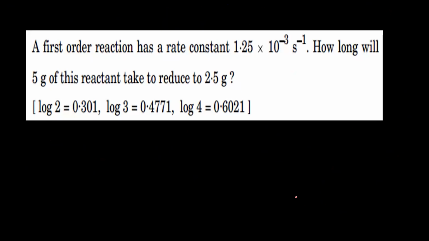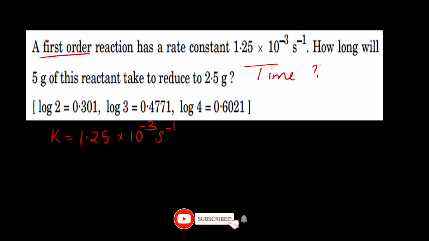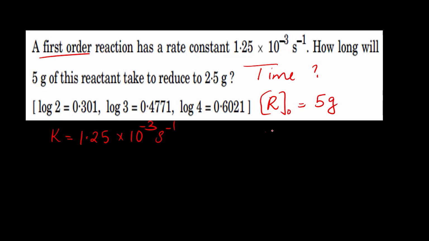Moving to the next question. The first order reaction has a rate constant given as 1.25 times 10 to the power minus 3 S inverse, which means first order, that is given in the question itself. How long? Long means you have to find the time, right? The question is very clear. The reactant, 5 gram of this reactant, so the initial value is 5 gram, and reduced to 2.5 means the final value is 2.5 gram. Now what is the question? You have to find the time.